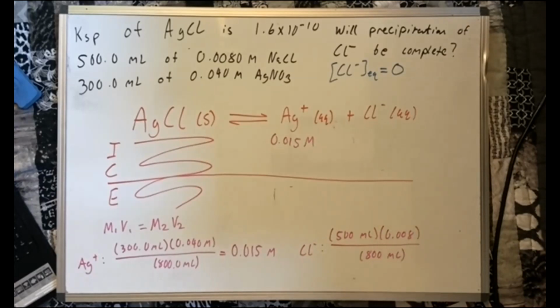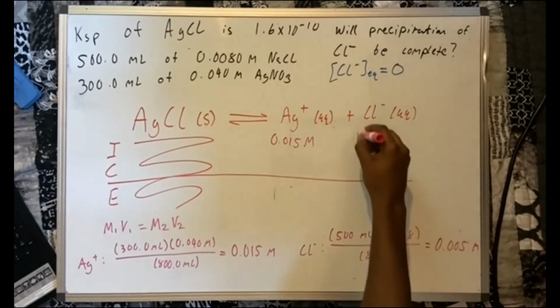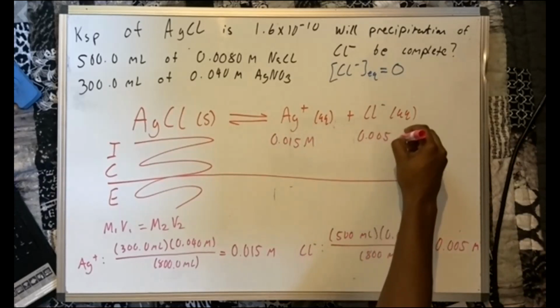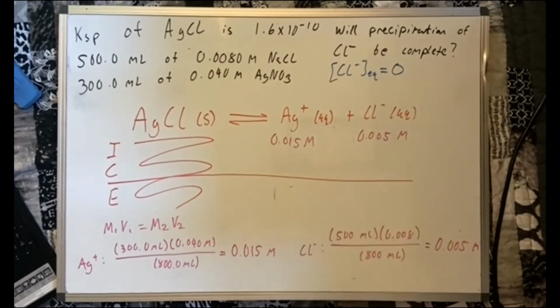Okay. What's that going to give me? 500 times 0.008 over 800. So I get 0.005 molar. Everyone with me? Or any questions, I mean?